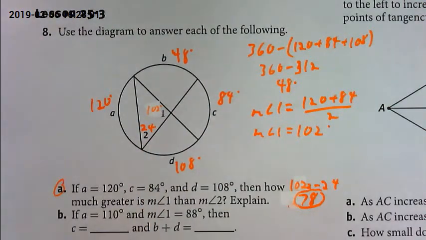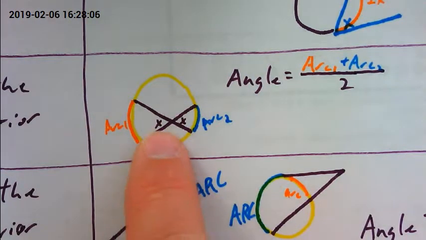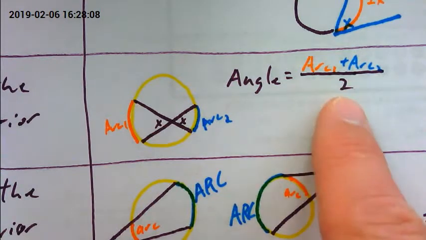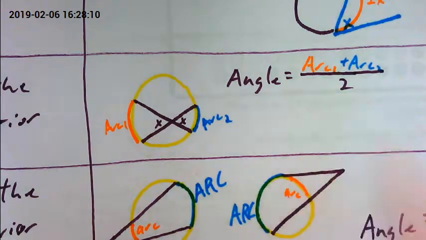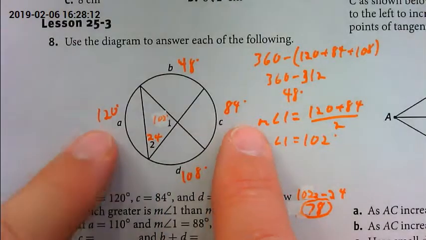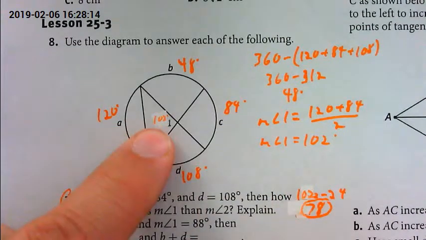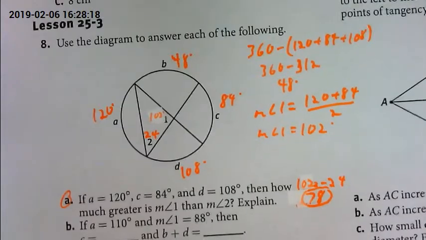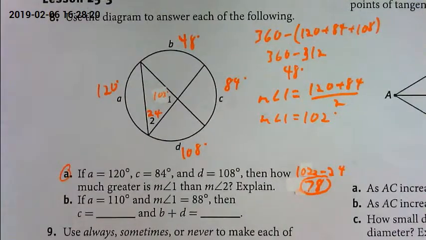That goes back to this formula right here, right? To find x, you have to average the two arcs, sum and divide by 2. So that's what we did here. We did the sum, divide by 2, and that's what gave us the 102. Now, are you guys good with that? Do you need me to go any further?